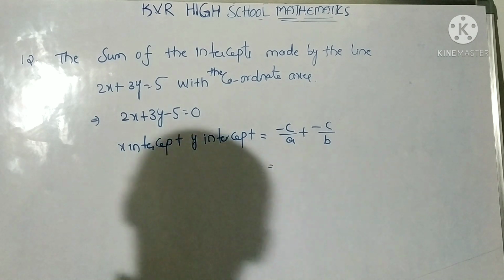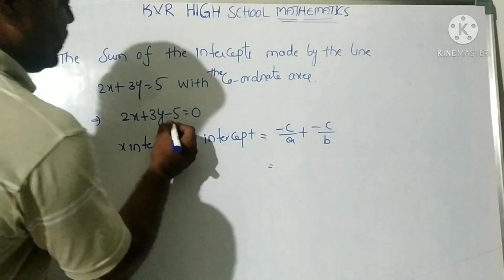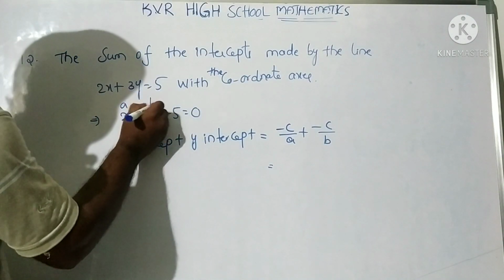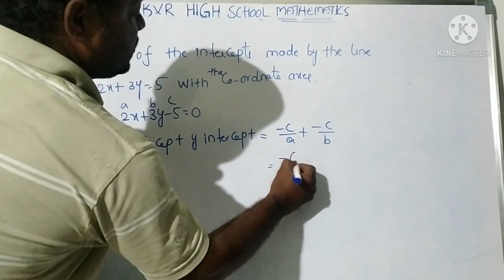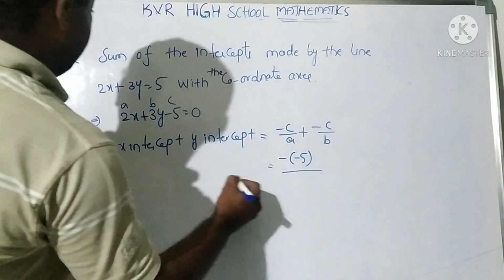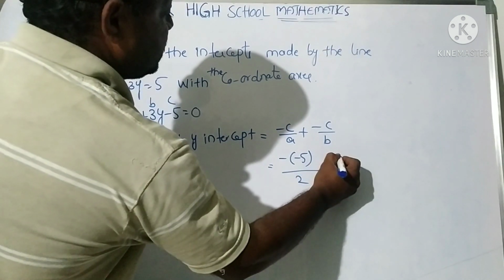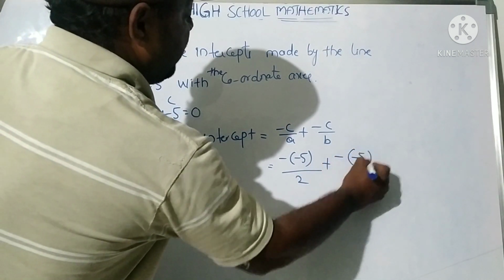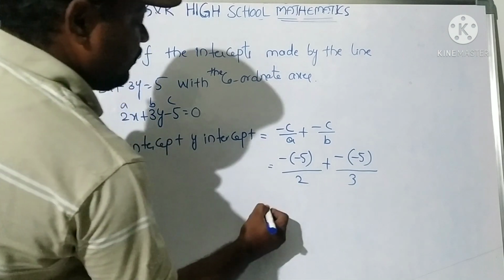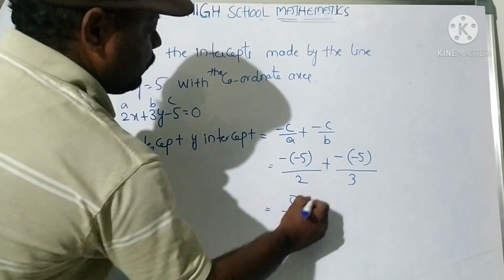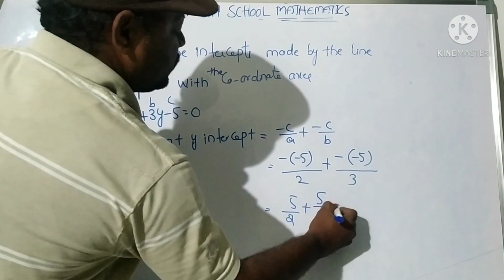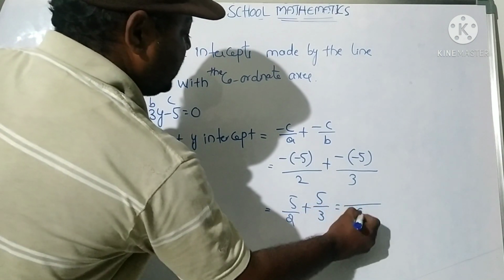So for minus c by a, the values are a = 2, b = 3, c = minus 5. So minus of minus 5 by the a value 2, plus minus of minus 5 by the b value 3. So 5 by 2 plus 5 by 3. The LCM of 2 and 3 is 6.